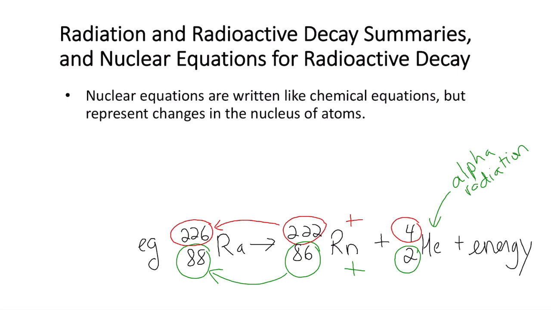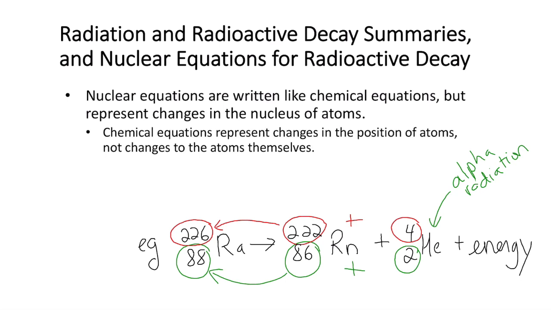Nuclear equations are written like chemical equations, but represent changes in the nucleus of the atoms. So just like before, the arrows are showing progression, but there's these additional symbols which show multiple things are involved. So instead of a rearrangement of atoms, it's representing changes in the nucleus. Chemical equations represent changes in the position of atoms, not changes in the atoms themselves. So this is kind of the difference there.